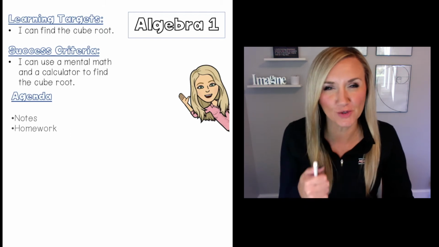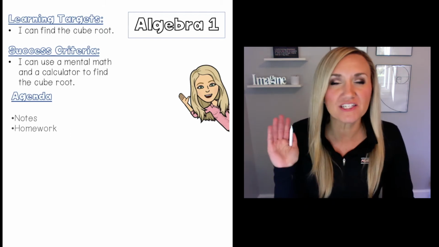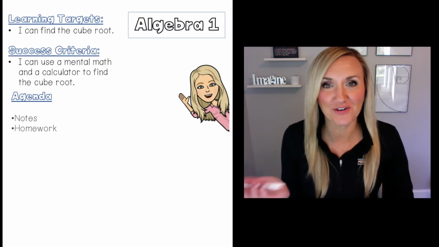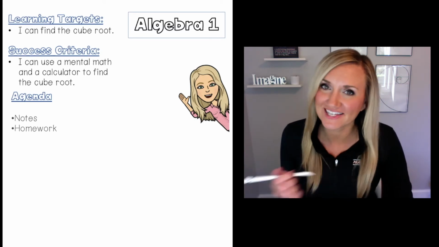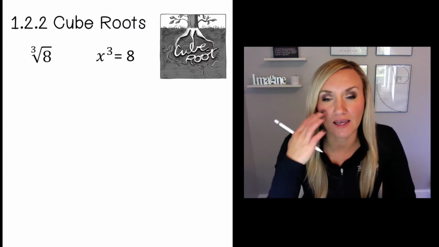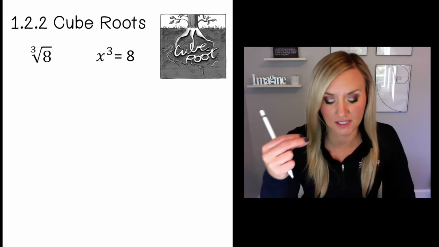It's called cube roots. We don't have an opener, we're just going to get right into the notes. And then you'll have a worksheet for today for homework. So let's get started. All right, so we are going to investigate and take a look at cube roots today.